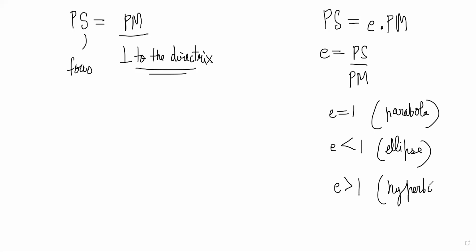The equations are going to be derived in the same way. You just write an e here, and you'll do this and get the general equation of an ellipse and hyperbola also.